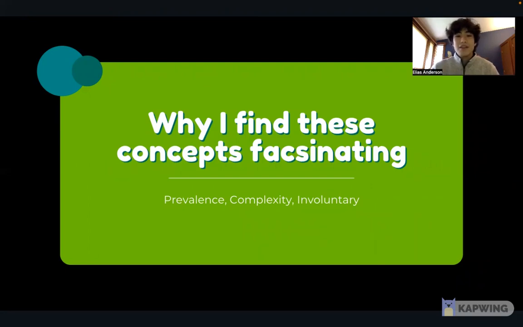And finally, for my third reason why I find these Gestalt concepts super interesting is because they're involuntary and we don't really control it. And our mind just puts it together without our mind having to consciously put two things together and figure it out. It just kind of happens, which I think is a very, very unique and interesting point.